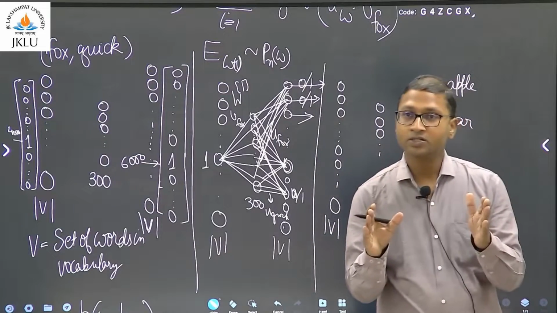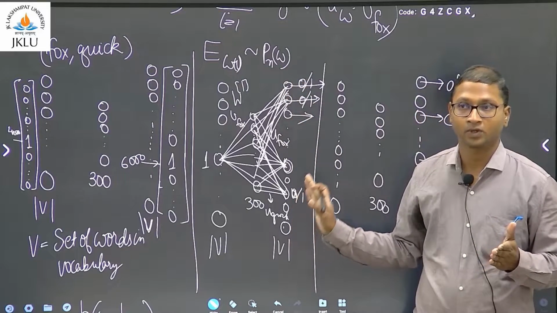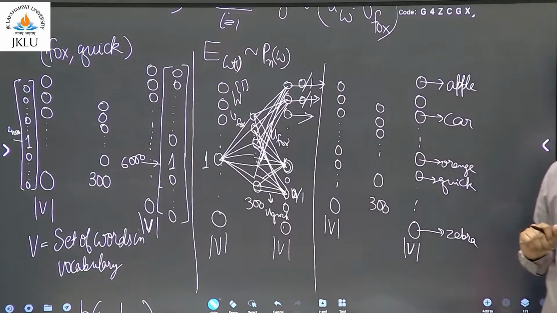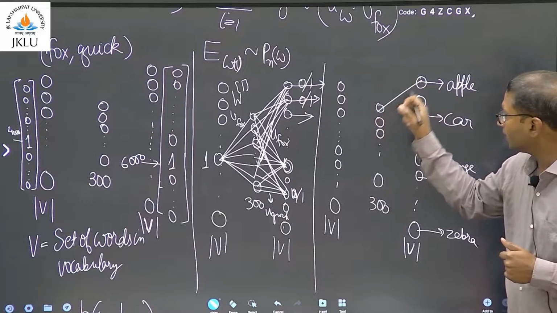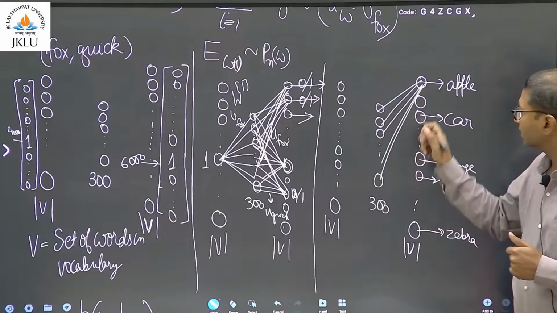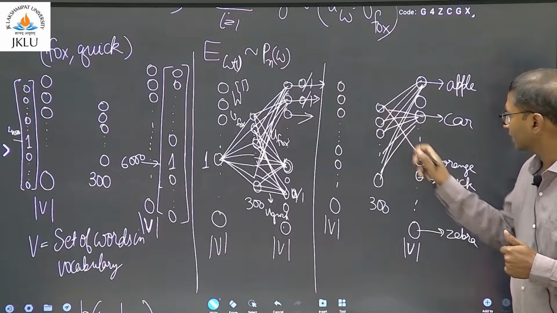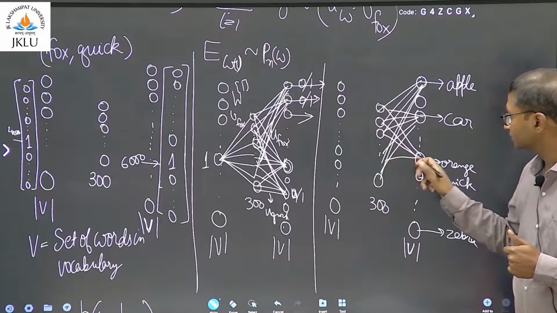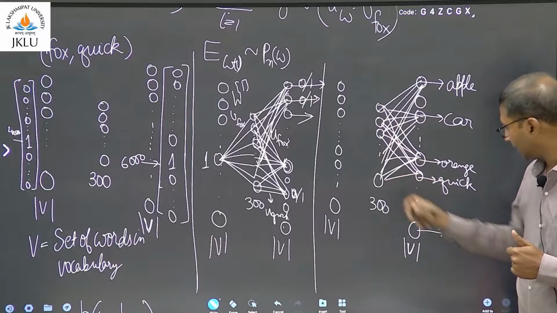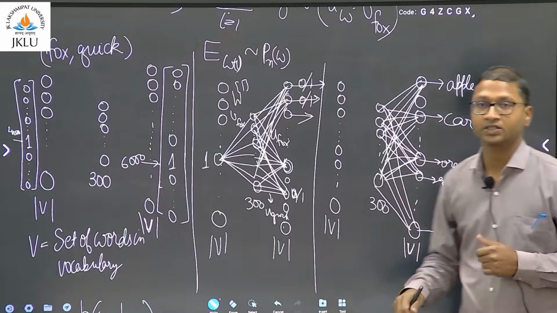Mod V cross 300. Basically you are updating the whole matrix. Okay? In this case, you are updating it for only this one, this one, this one, this one, I mean, I don't know. This is the last one. Just this, everything else you are not touching.